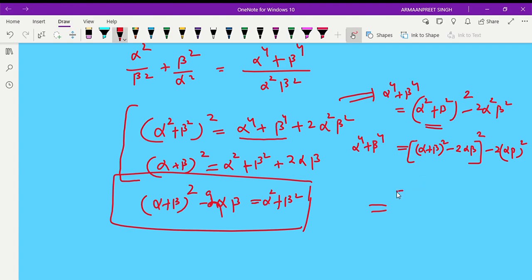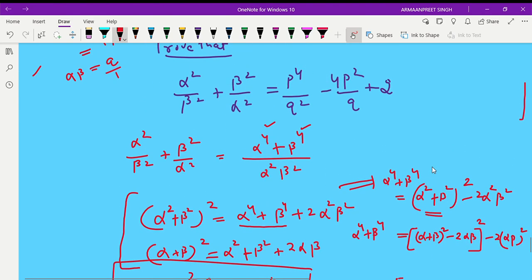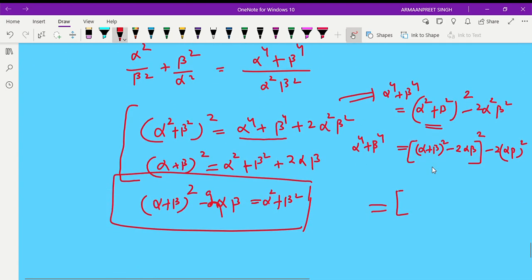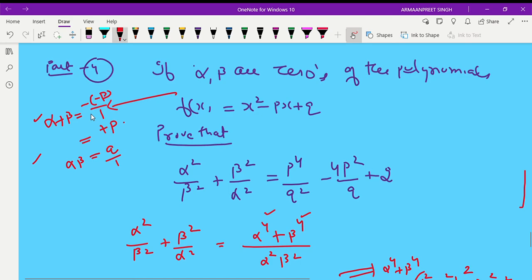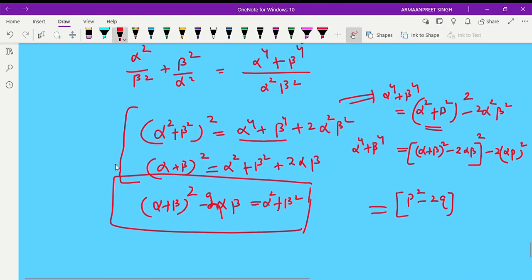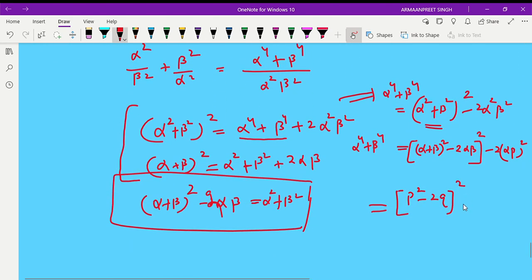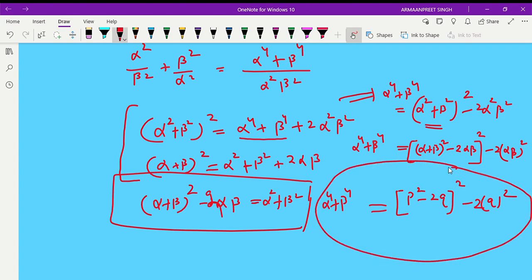Now alpha plus beta is p, so it is p square. So minus 2 alpha beta, alpha beta is q, minus 2 times q, whole square. So now we express the value of alpha raised to the power 4 plus beta raised to the power 4 in terms of p and q.